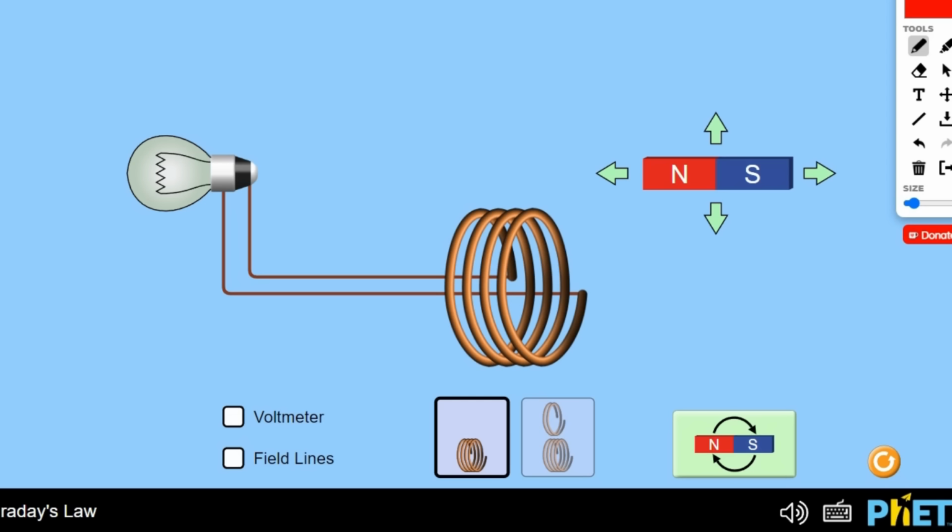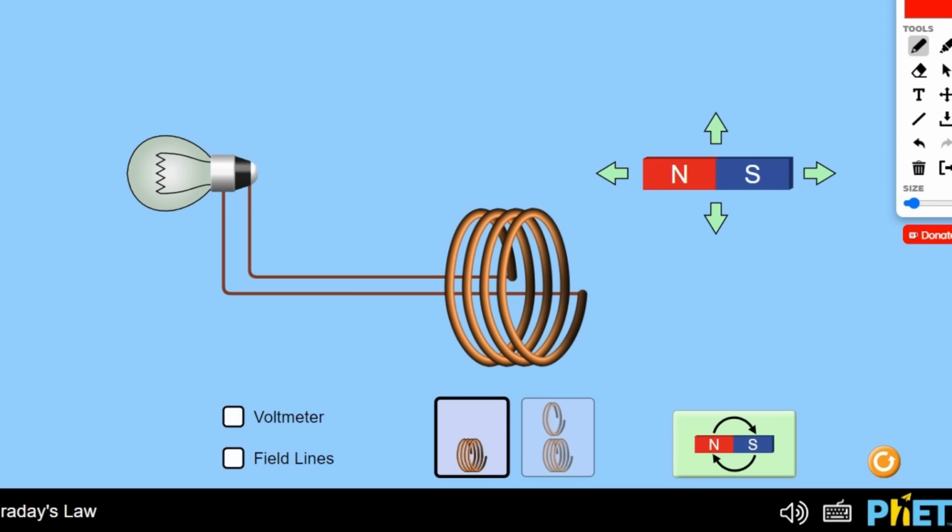The whole idea of a generator is to generate electricity. For example, in South Africa, we mainly use Eskom. Now, Eskom's goal is to generate electricity. How does it do that? Using generators. Now, how does a generator work?